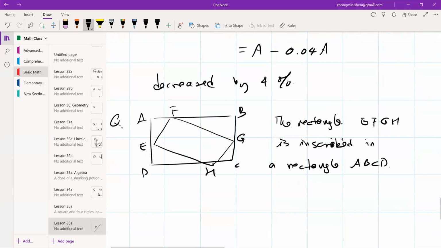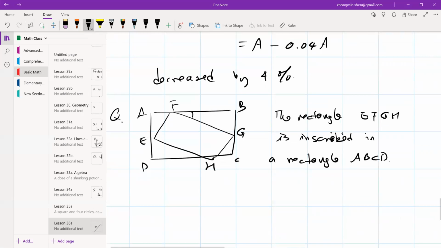So what data are we given? The angle here is 30 degrees. And this side is 12. And GH is going to be 2 square root 3. What is the area of ABCD?